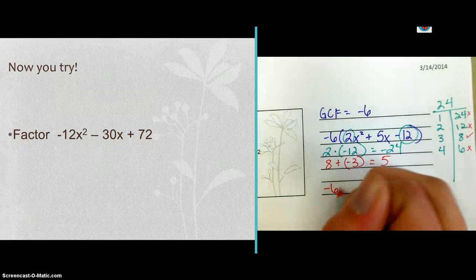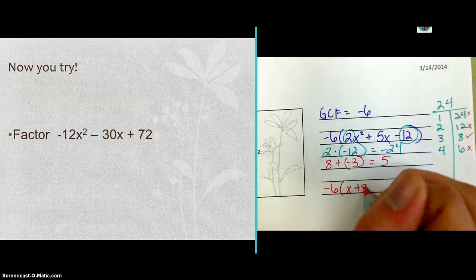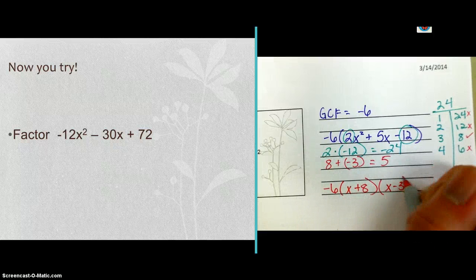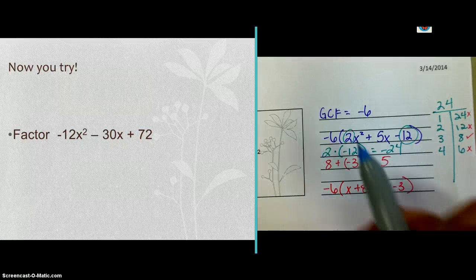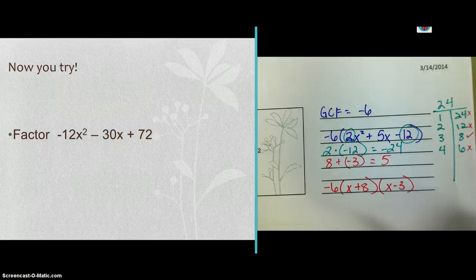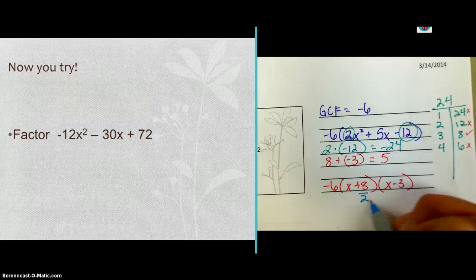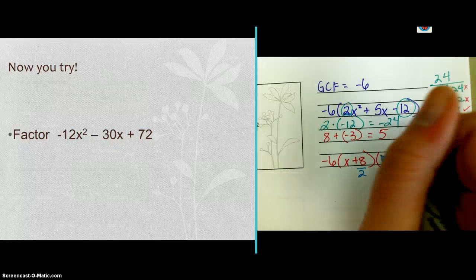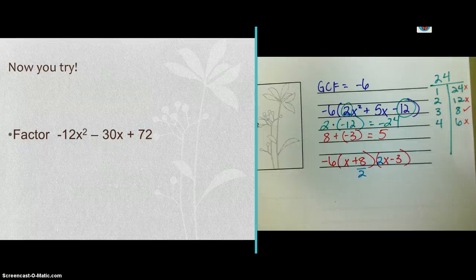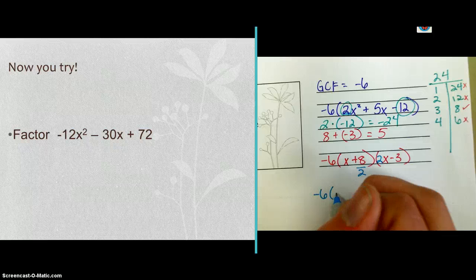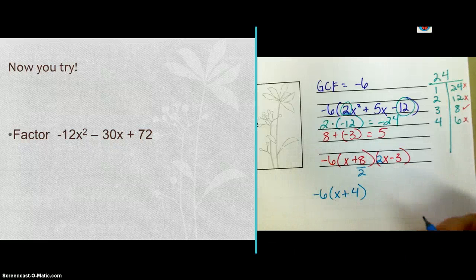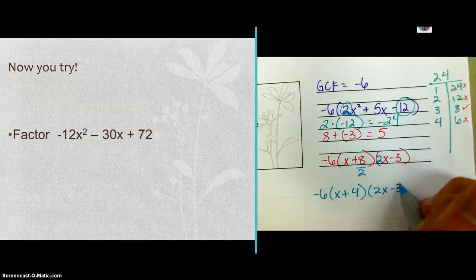I have negative 6 times x plus 8 times x minus 3. Remember, I'm not done yet. I have to divide by my a and multiply the opposite x by the a. My a in this case is 2. So I can do 8 over 2 or 3 over 2. I'm going to do the 8, so it turns out to be a whole number, and multiply this x by 2. When I do that, I am left with negative 6 times x plus 4, 8 over 2 is 4, times 2x minus 3.